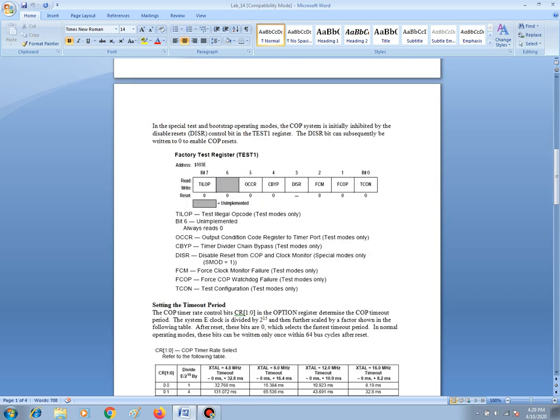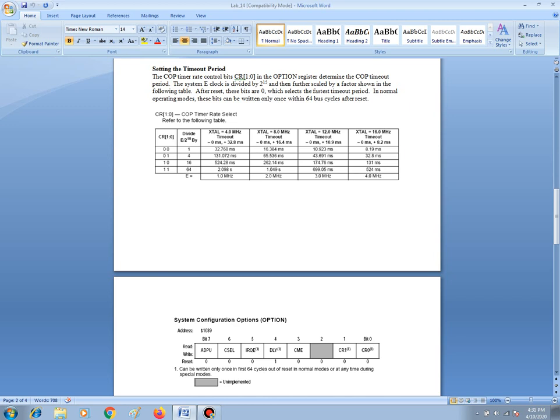In the special test and bootstrap operating modes, the COP system is initially inhibited by the disable resets control bit, DISR, in the TEST1 register. The DISR bit can subsequently be written to 0 to enable COP resets.